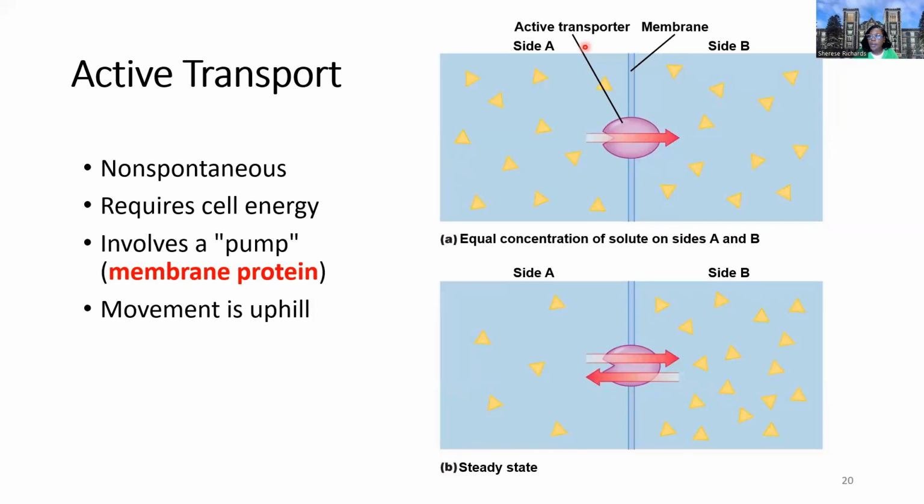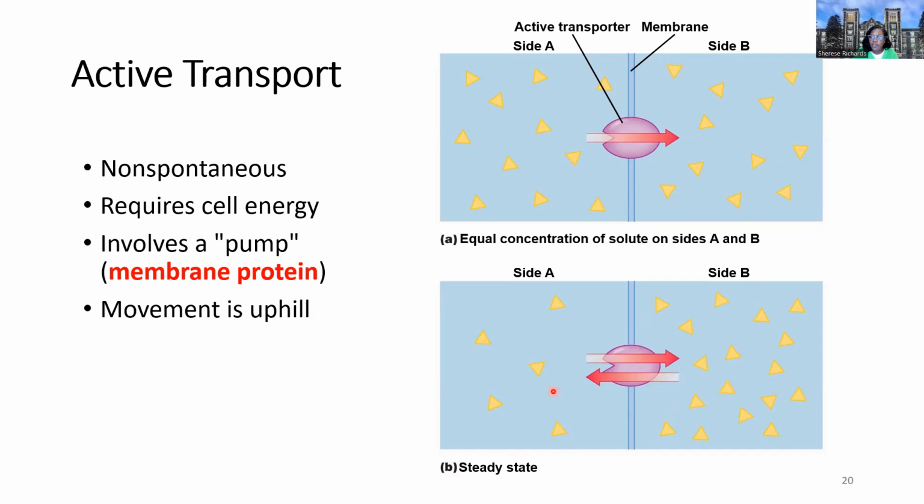Now, looking at our panel, our example here, here's our membrane across which particles need to be transported. However, the membrane is not permeable to the particle in question. So when we think about the movement here, we have this active transporter that's inserted that is going to help the particle get from side A to side B.